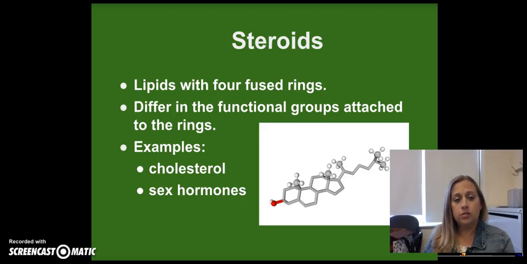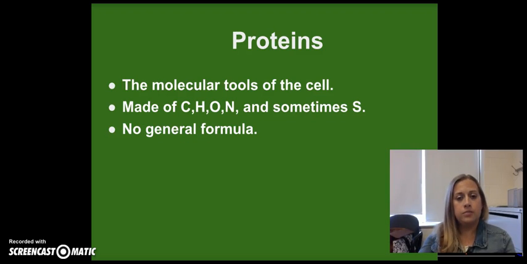Next, we also have steroids. These are lipids with four fused rings, and they will differ in which functional groups are attached to the rings. So it could be cholesterol, or it could be something like different sex hormones. So again, it's going to be different based on the functional groups that are attached.